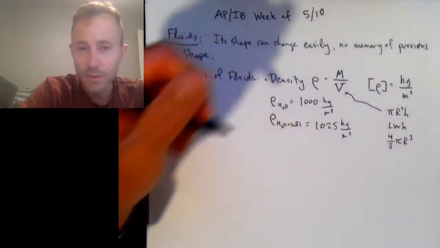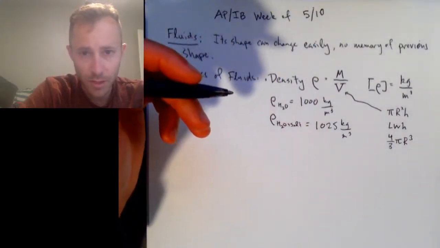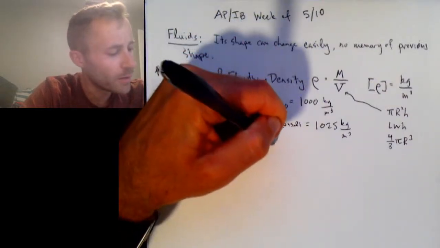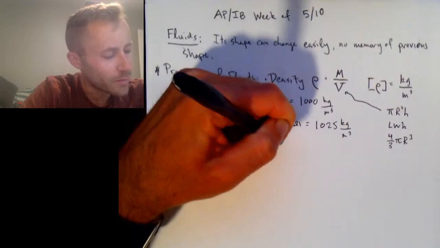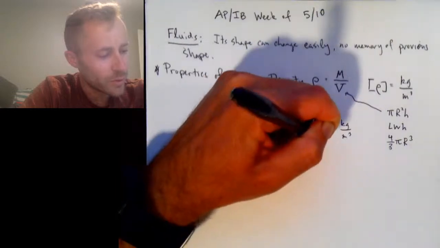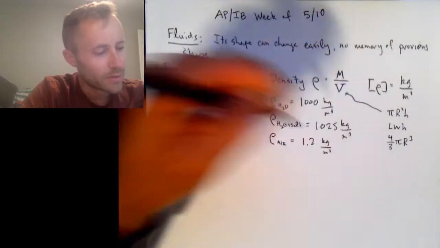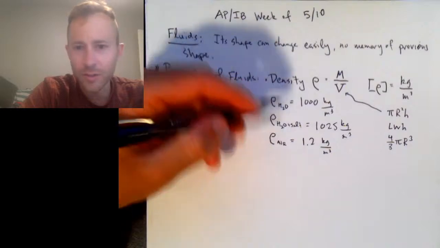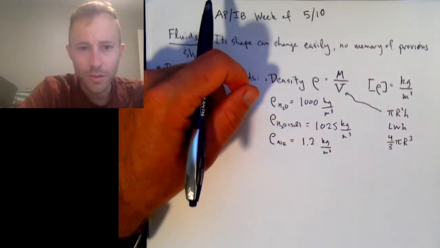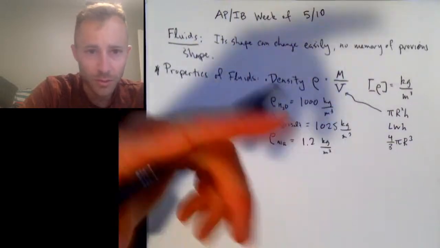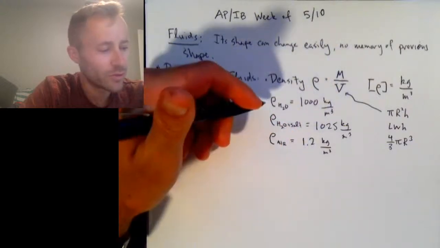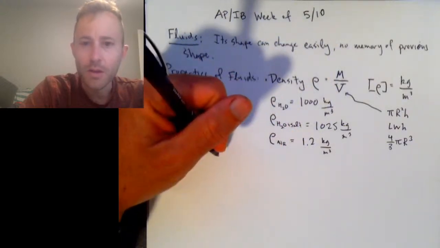Air is also considered a fluid. Its shape can change easily. It has no memory of the previous shape. So air has a density of around 1.2 kilograms per cubic meter. These densities are somewhat variable. It depends on the temperature and the composition. But these are just good starting numbers.